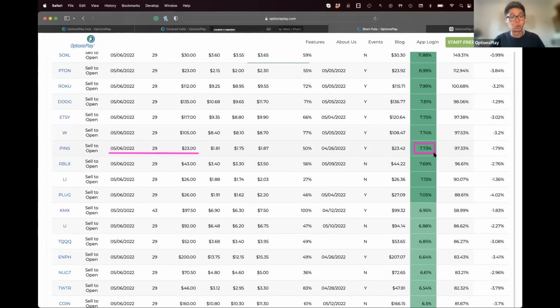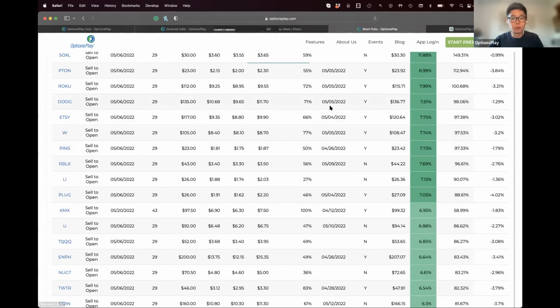So if you use a short put to acquire Pinterest rather than the stock itself, you're going to get a 7.73% discount on the stock purchase. And if the stock never gets assigned to you, you're going to collect a 7.73% yield on your cash over the next 30 days. That's a fair amount of yield that you're going to collect by using a strategy like this and deploying your capital in a manner similar to this to purchase stocks that you want to purchase.